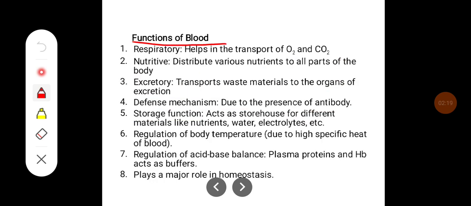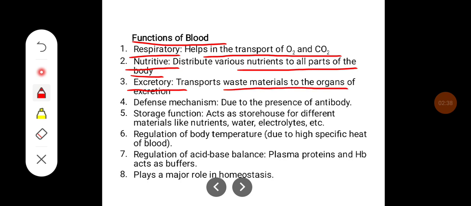Some of the functions of the blood are: it has a respiratory function, which helps in the transport of oxygen and carbon dioxide. It has a nutritive function, which distributes various nutrients to all the parts of the body. It has an excretory function, where it transports waste materials to the organs, especially the kidney and skin, for excretion. It has a defense mechanism because of the presence of antibodies, which neutralize antigens.